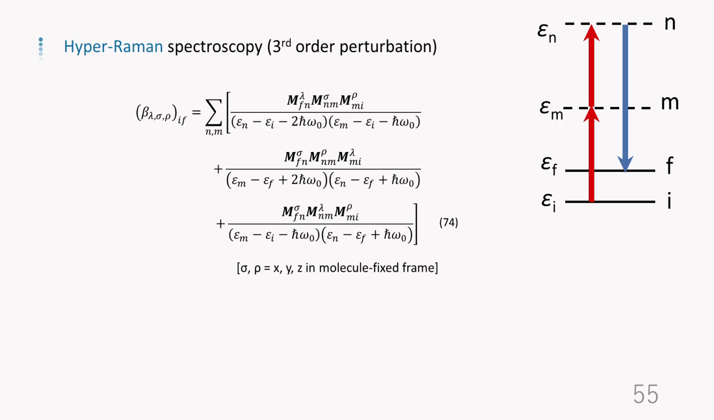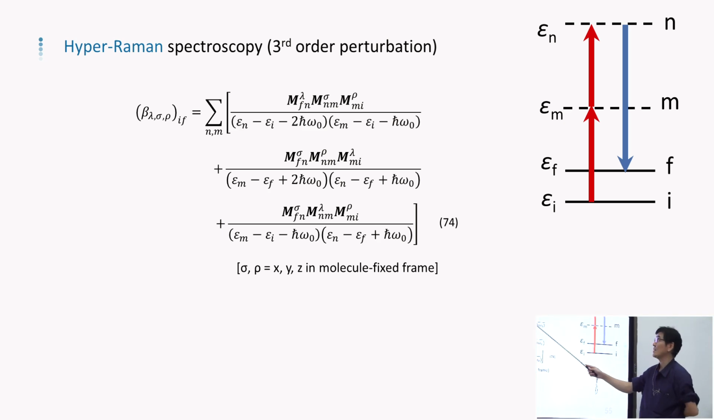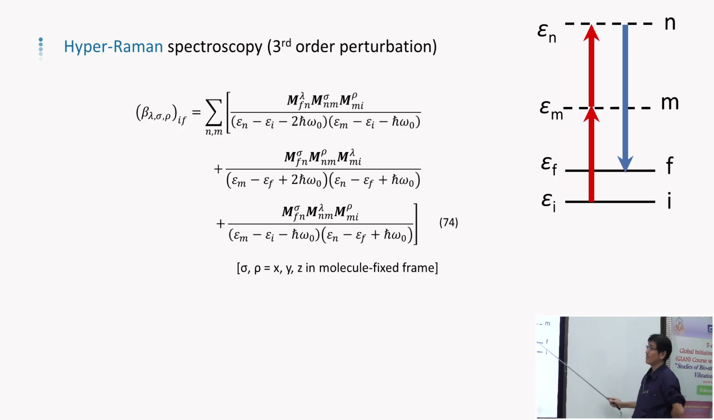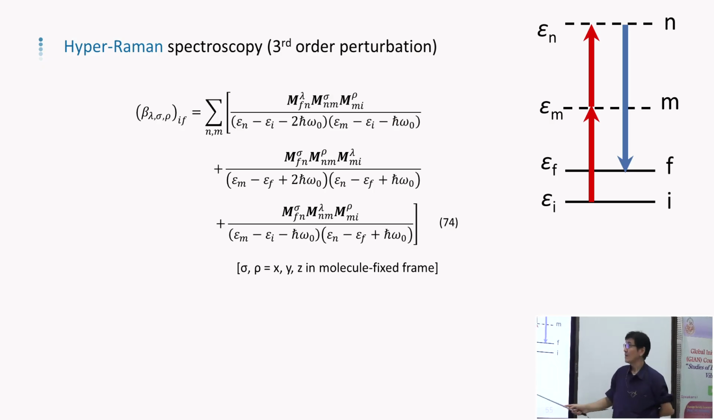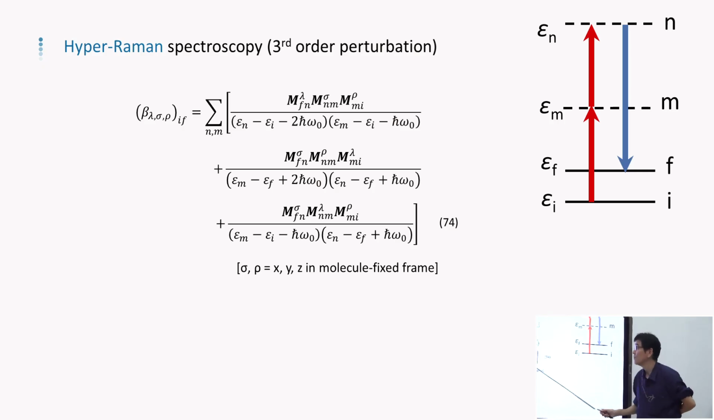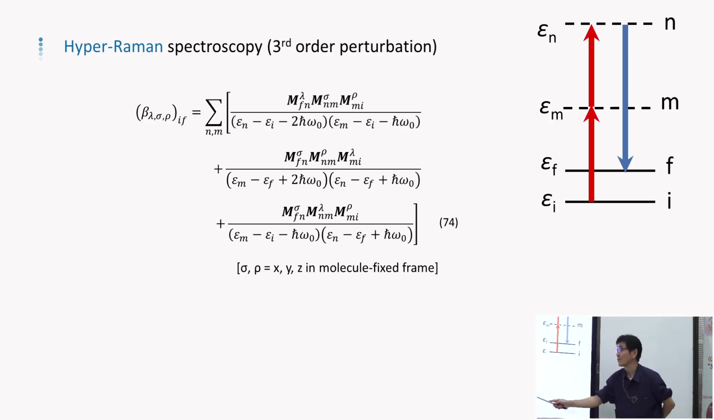And in the fifth day, I explained the hyper-Raman spectroscopy. This is similar to Raman scattering, but in this case, this is a third-order perturbation. So this is a two-photon excited scattering process. First perturbation, second perturbation, third perturbation. So this is third-order perturbation. And the hyper-Raman tensor is given in this way. Again, sigma rho is xyz in the molecular fixed frame.